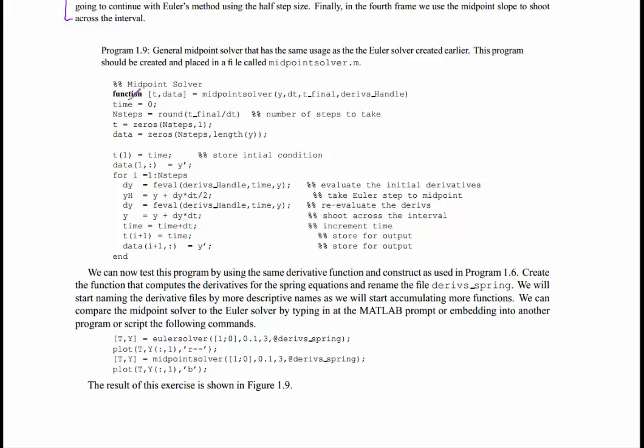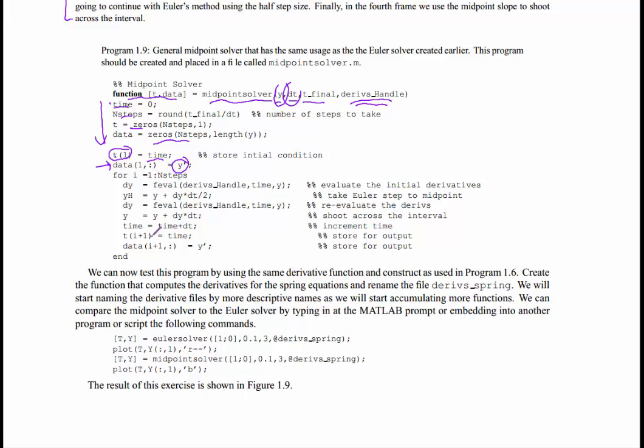Notice it's set up as a function very similar to the Euler solver, only he calls it midpoint solver. This contains all the information: the initial conditions, the time step, the final time, and the function that contains the derivative. All of this is exactly the same. Initial time, number of steps, the time vector, and the data vector. So here we start out. The first entry in our time vector is going to be the initial time. The first row in our data vector is going to be the initial conditions. The prime means you take the transpose.